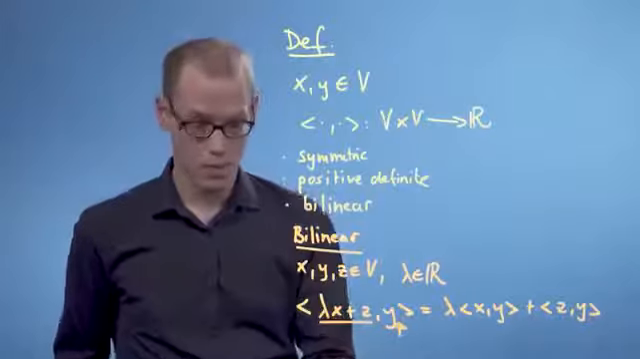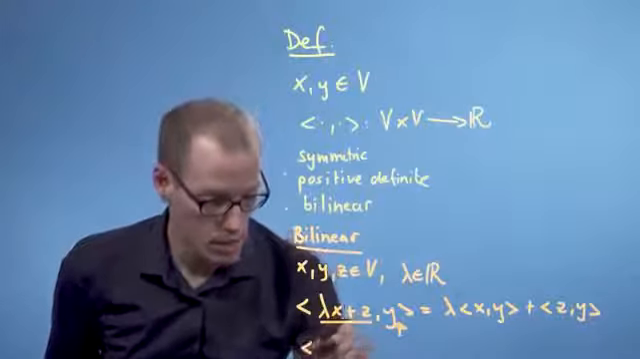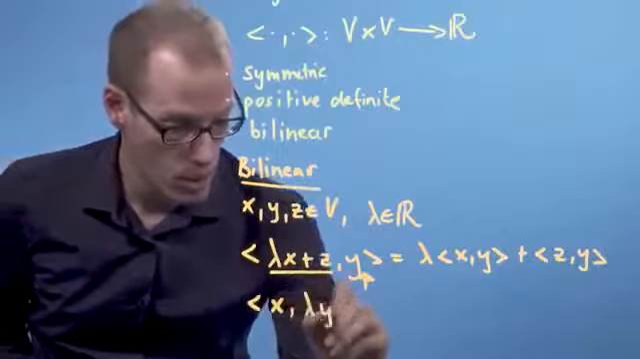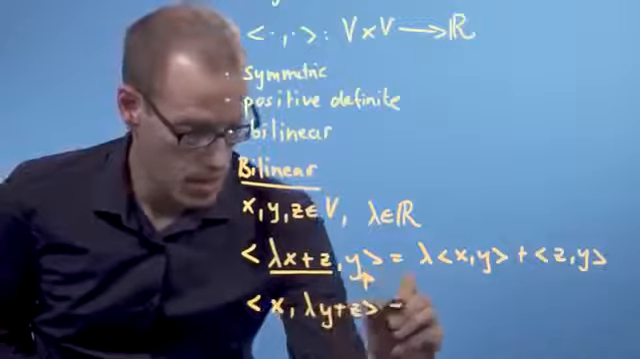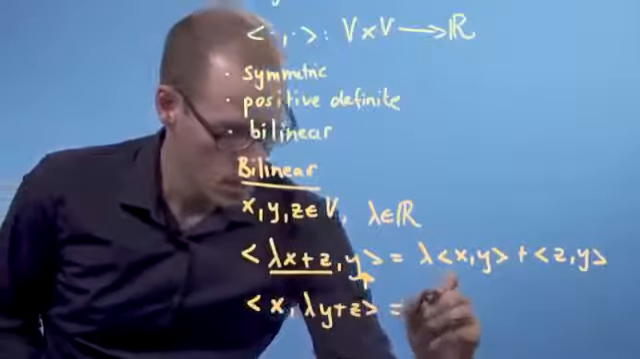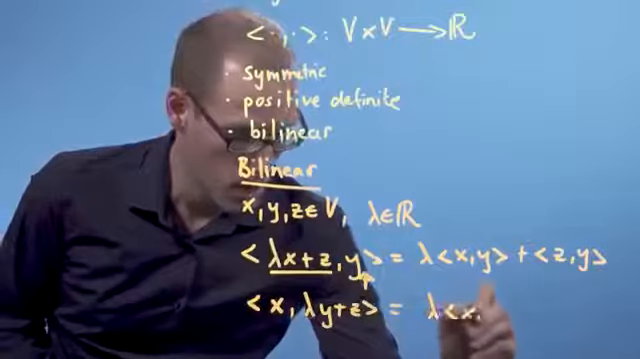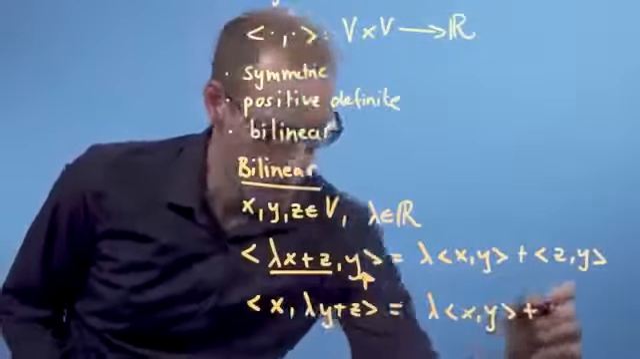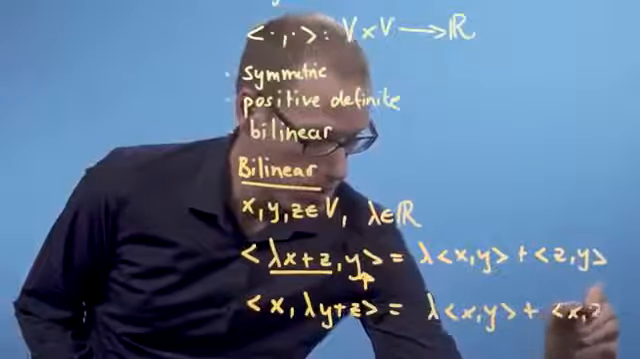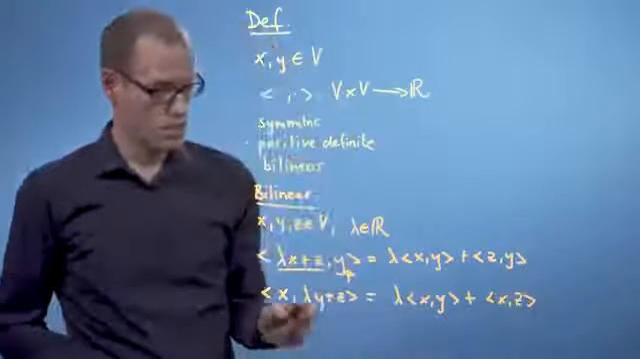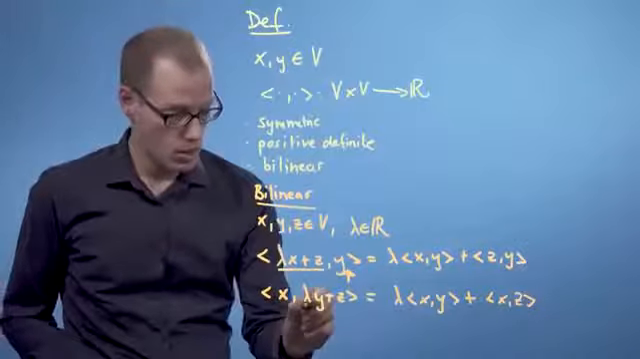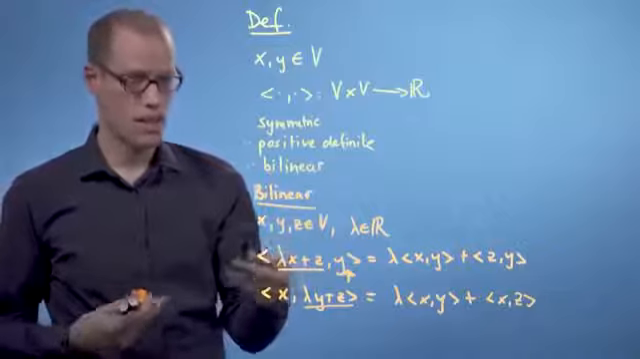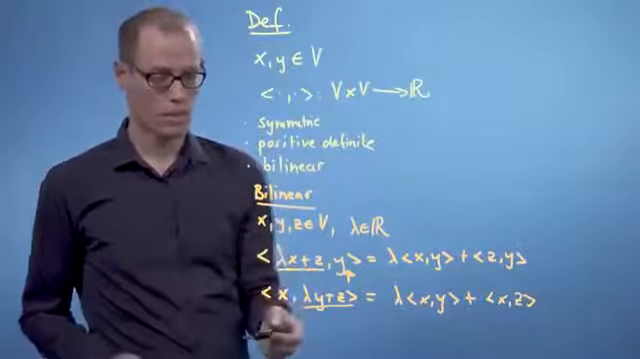So similarly, we will then require that the inner product between x and lambda y plus z is lambda times the inner product between x and y plus the inner product between x and z. So this means linearity also in the second argument, and that's the reason why this is called bilinear. It means linearity in both arguments of this function.